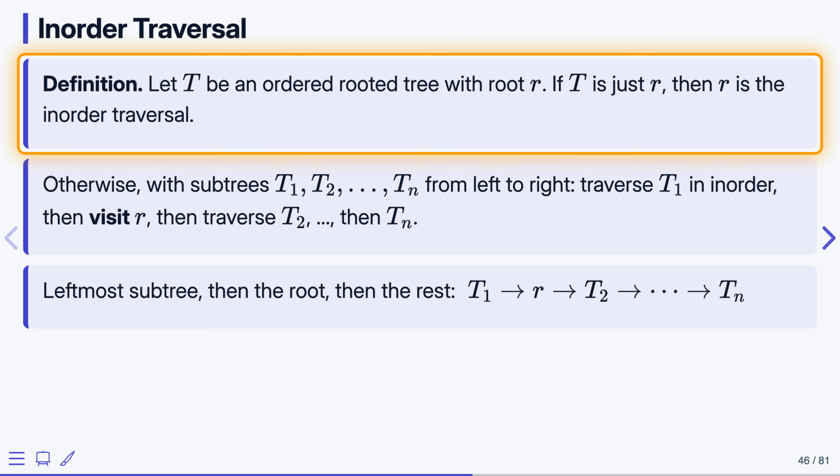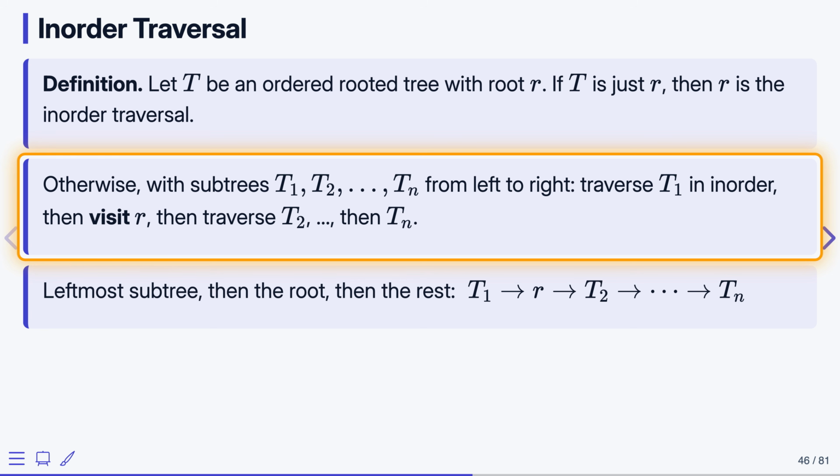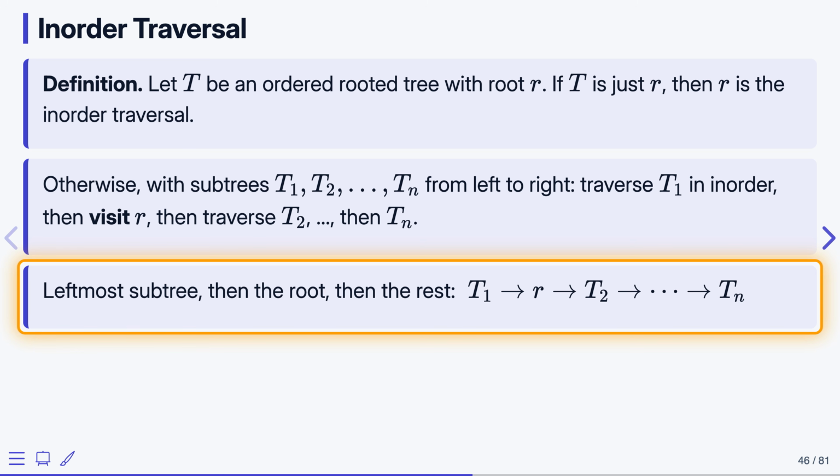Now inorder. Again let T be an ordered rooted tree with root R. The stopping case is the same. If the tree is just R, the traversal is R. Otherwise, list the subtrees left to right as T1 through Tn, and only one thing changes, where the root goes. We start by traversing T1 in inorder. Then we visit the root R, then we traverse the rest, T2 and onward. So for inorder, the root sits in the middle, right after the leftmost subtree. Everything else is still left to right, and the rule is still recursive on each subtree.